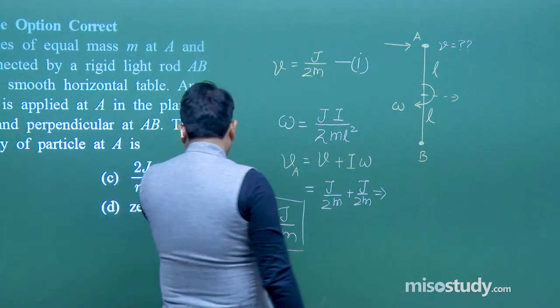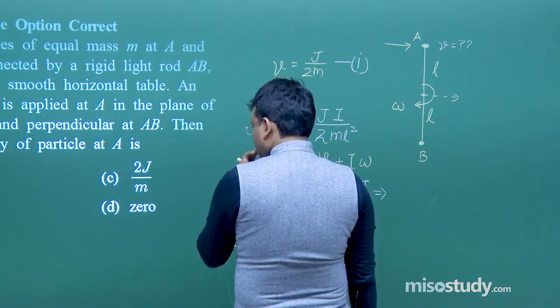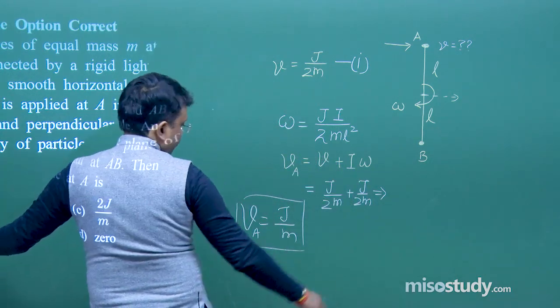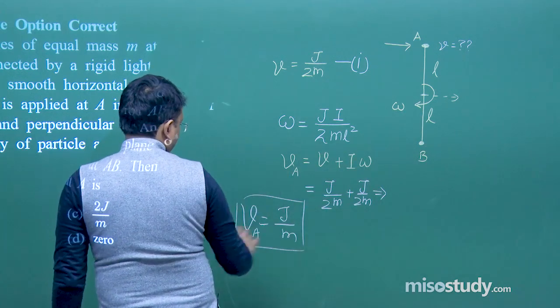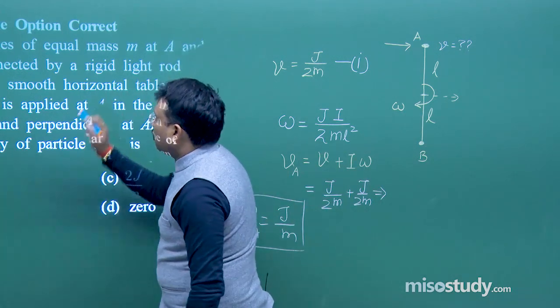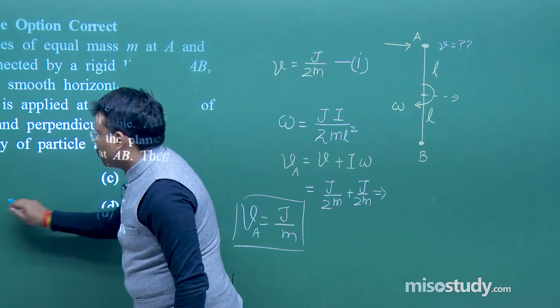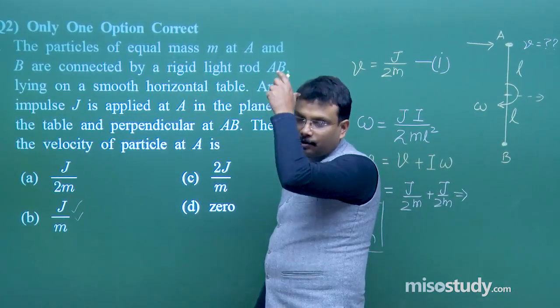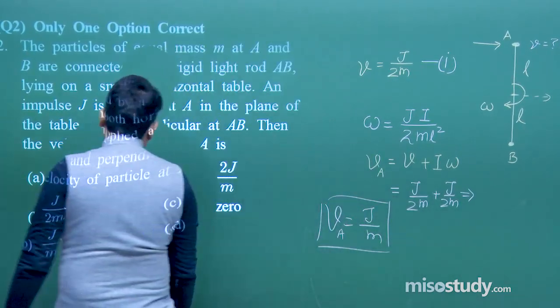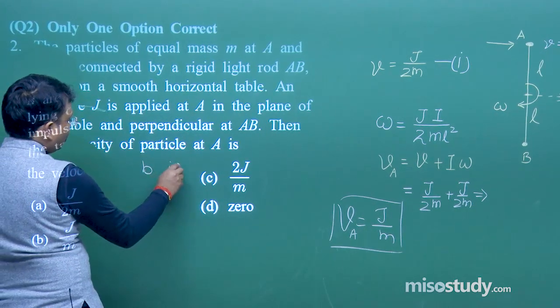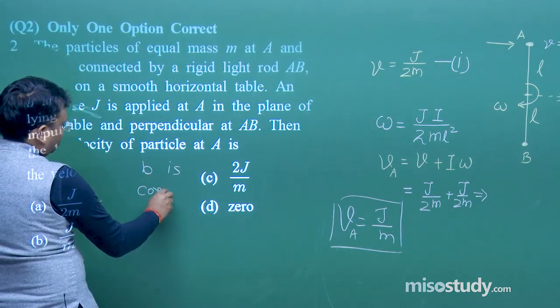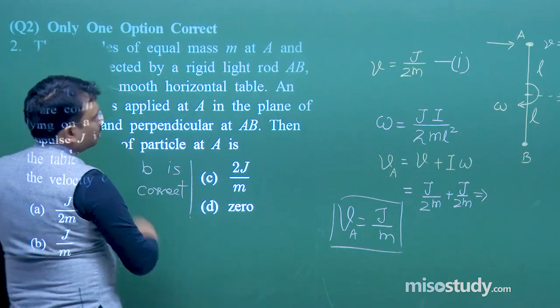So, just take a look at this relation, J by m, J by m. So, B is the correct option from here. So, I will say only one option correct. So, B is the correct option for this particular question. Let me write it down. Only one option correct. Very fundamental question. Fine.